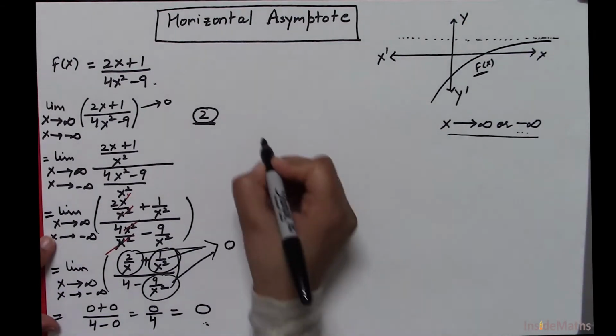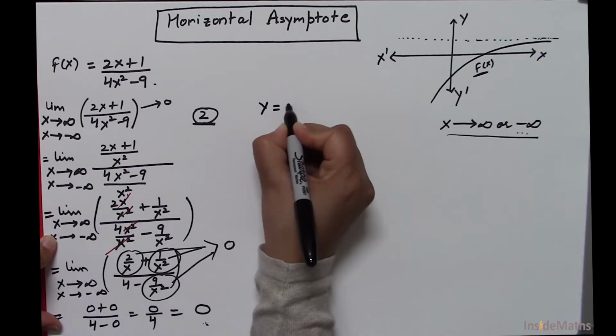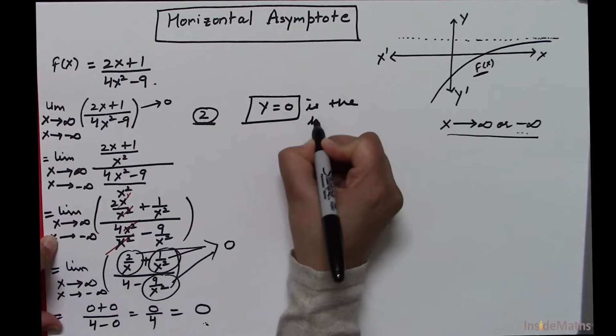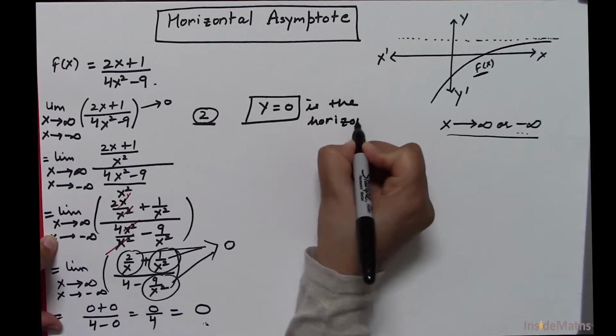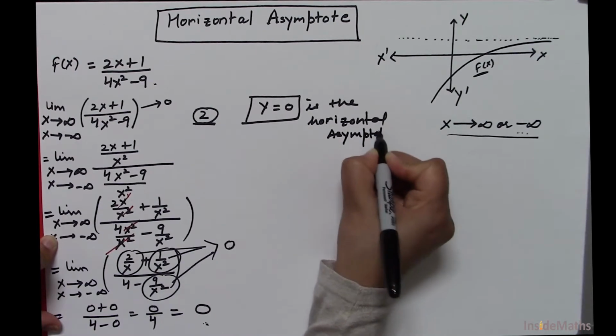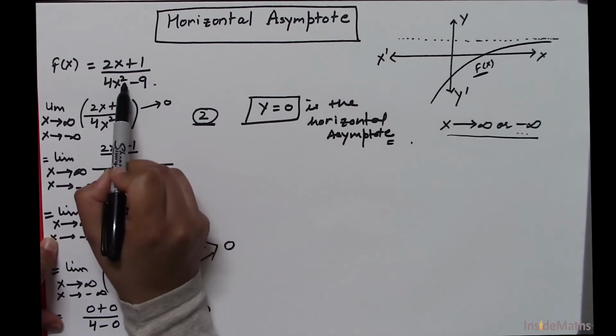So what does that mean? y equals 0 is the horizontal asymptote of this function.